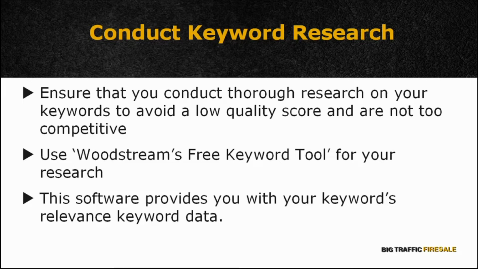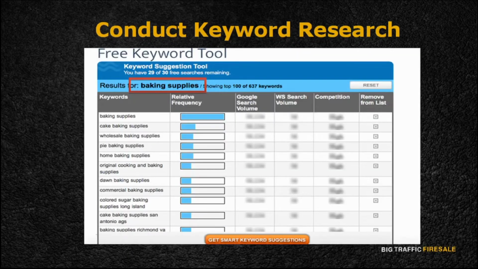There are various ways to conduct keyword research when launching a new AdWords campaign, and one is using WordStream's free keyword tool to start. The steps are fairly simple. First, you need to key in a search term, for instance, baking supplies. WordStream will then generate a comprehensive list of keywords relating to the original search term. The most interesting part is that the relative frequency data for the keywords is also made visible to you.